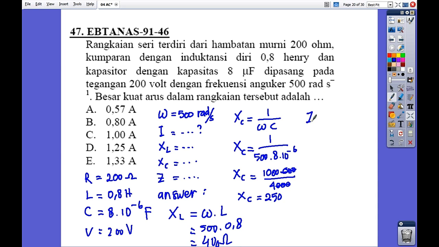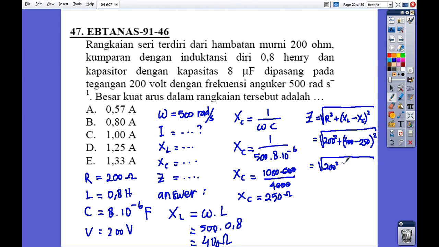So let's find Z. Z is the square root of R squared added by XL minus XC squared. R is given here, 200 squared, added by XL 400 minus 250 squared. So it is 200 squared added by 150 squared. This is triple Pythagoras. We know the answer is 250 ohm for Z. So from here we can find I easily by dividing V over Z. V itself is 200 over 250. So the answer is 0.8 ampere.